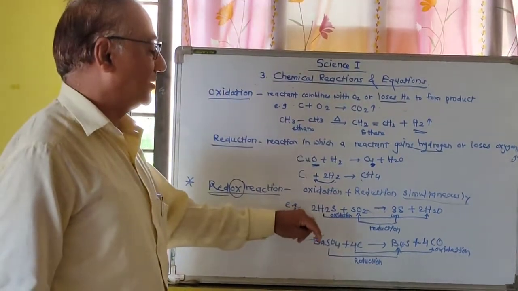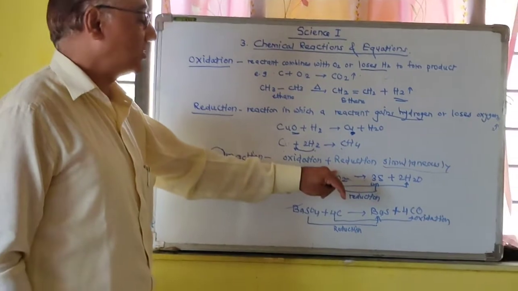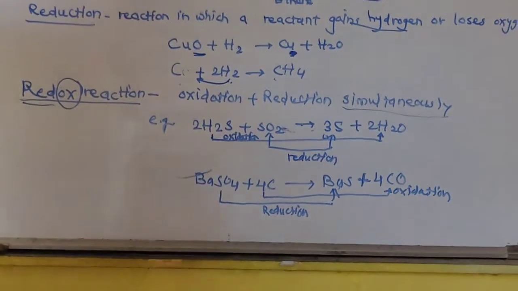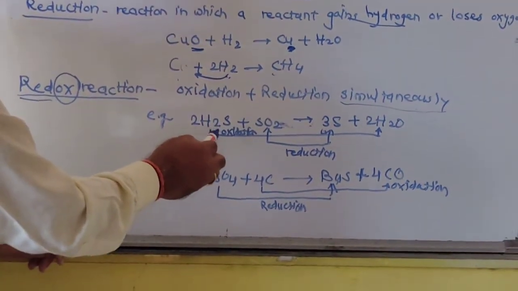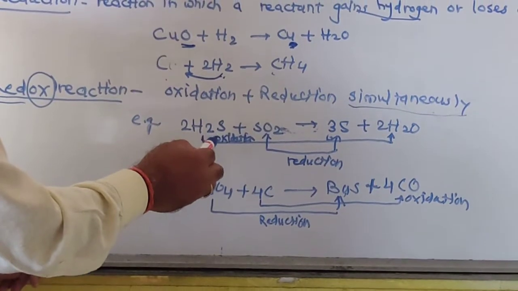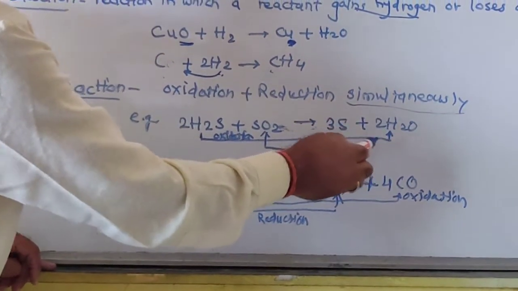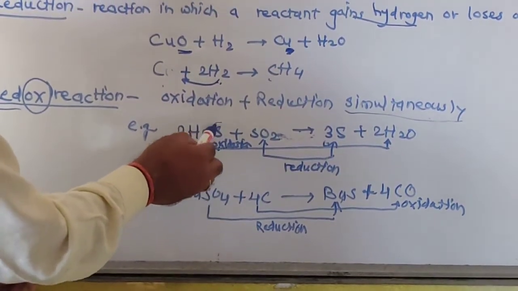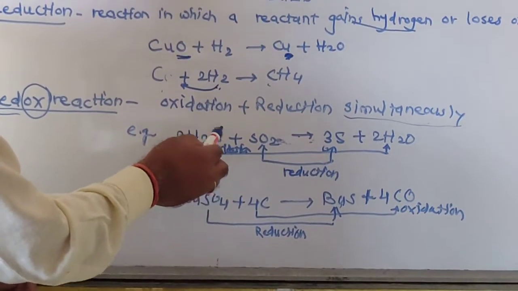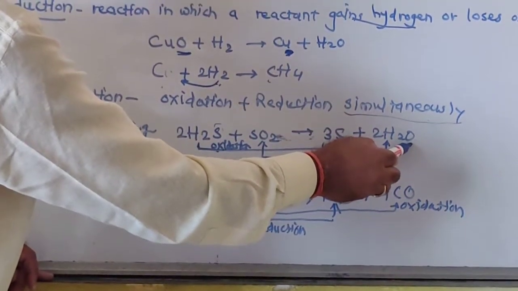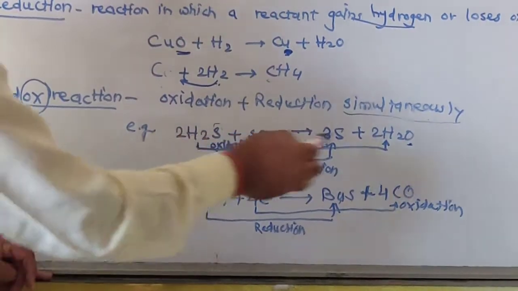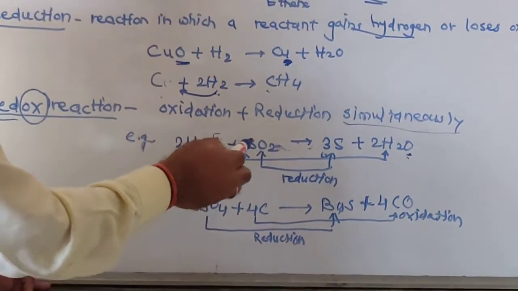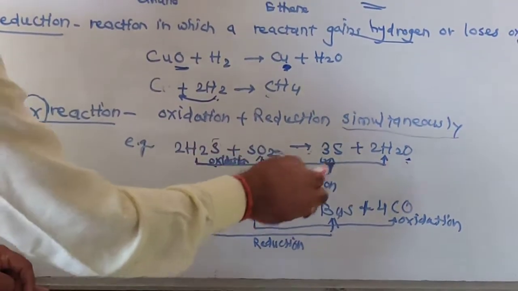First example is that hydrogen sulfide reacts with sulfur dioxide, and there is formation of sulfur and water molecule. Here from 2H2S to 2H2O the arrow is given, and this is known as oxidation. Why is it known as oxidation? Because the place of sulfur is taken by oxygen. It means that there is a gain of oxygen, so this is oxidation. And here sulfur dioxide is converted into sulfur.